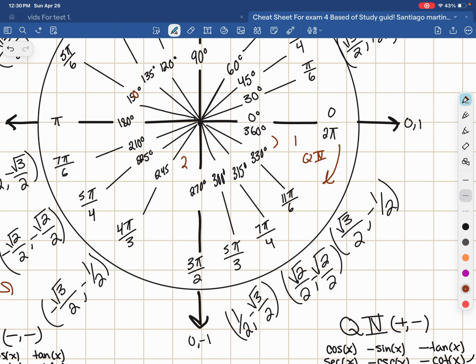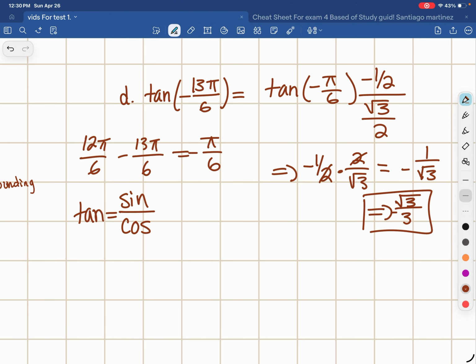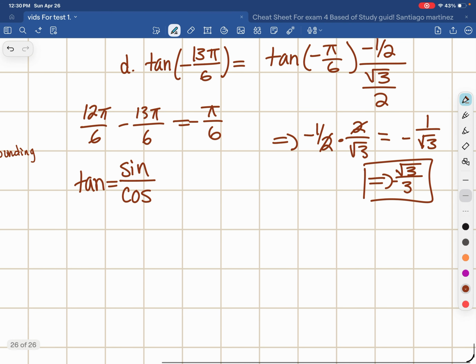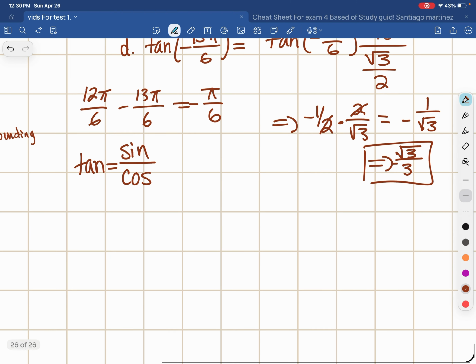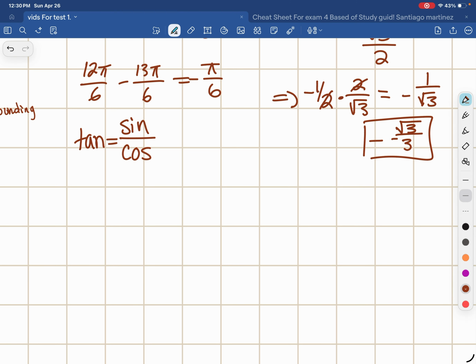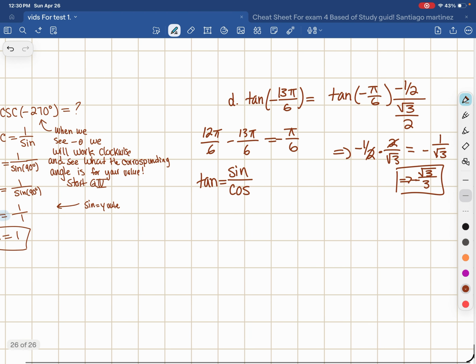So we know that tangent is sine over cosine. So we plug in negative 1/2, because that's our y value, and our root 3 over 2, that's our x value, and we'll work our way to get our value of negative root 3 over 3.